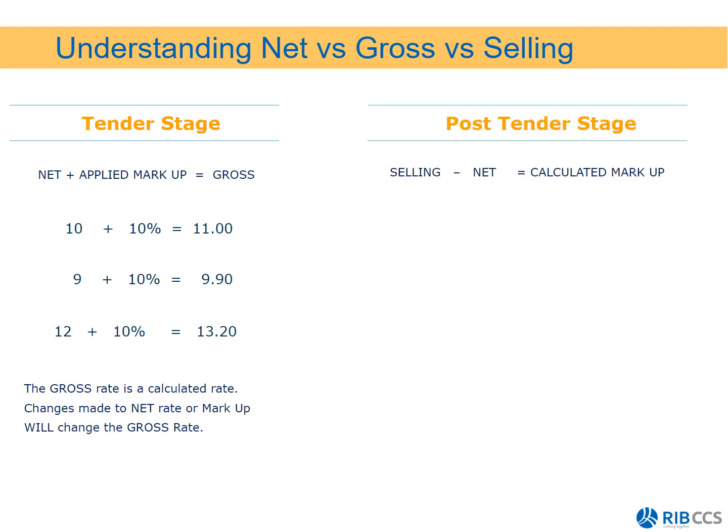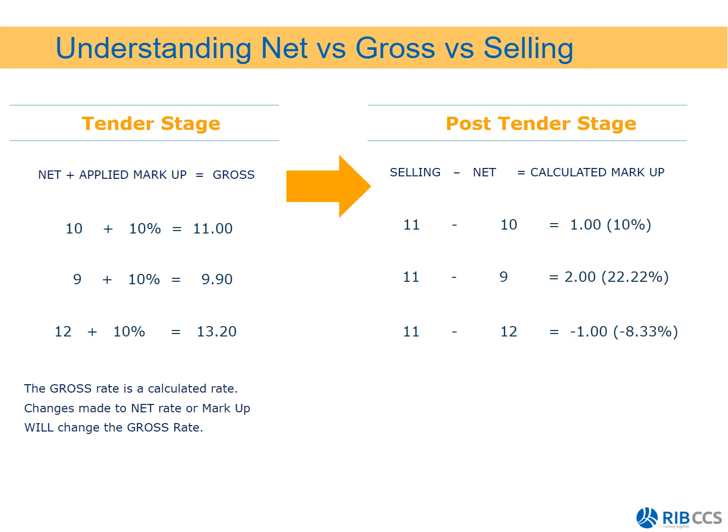And that is why post-tender, we bring in the selling rate, where Candy says your selling minus net rate is your calculated markup. So what we do is we copy your gross rates into the selling rate column when you do the initial valuation setup. And then we would just say 11, which is what we're charging the client. This is now contractual rates, so that 11 can't change. Minus 10, which is your net rate, is then what we get our 10% markup from.